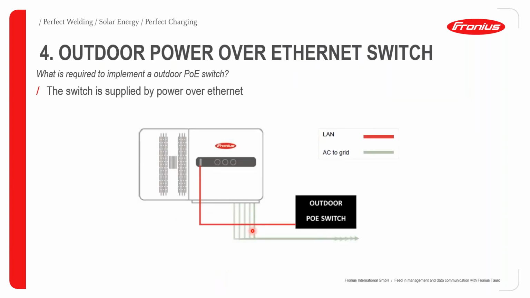The next example is an outdoor power over Ethernet switch. So what is required to implement an outdoor power over Ethernet switch? The switch is supplied by power over your Ethernet cable. So in this case, we don't need to supply any power from the inverter itself. The power that the switch gets is from the Ethernet cable. So there's no direct power cable. Power comes from your Ethernet cable itself.